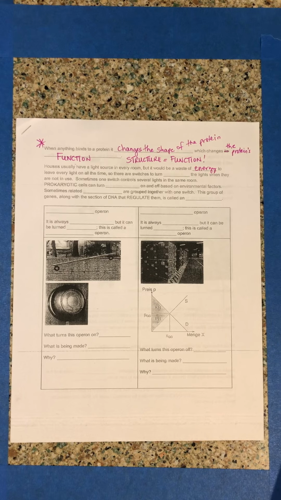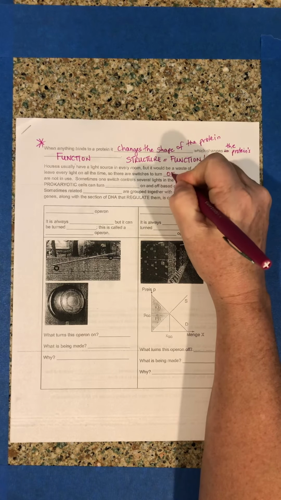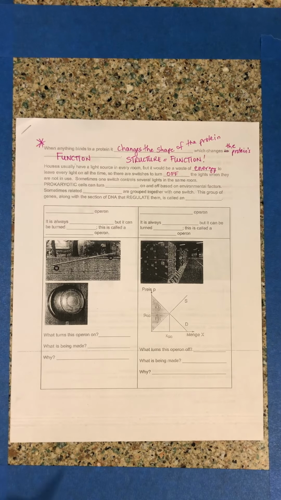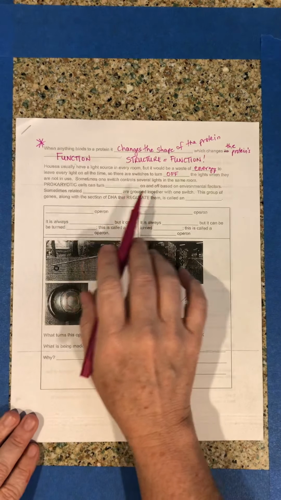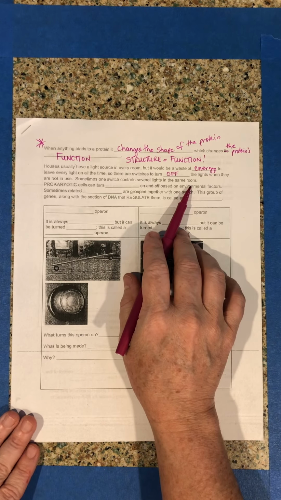So there are switches to turn off the lights when they are not in use. Okay, and that makes sense, and everybody knows that, and you've probably been yelled at for it. All right, sometimes one switch controls several lights in the same room. All right, and that's kind of cool.